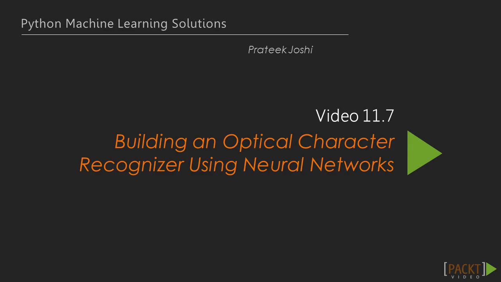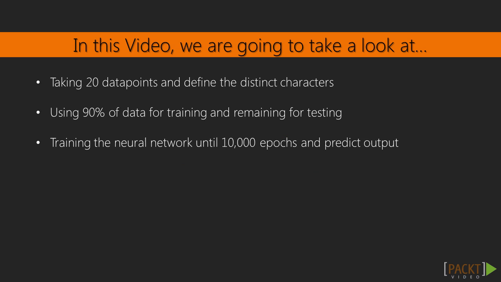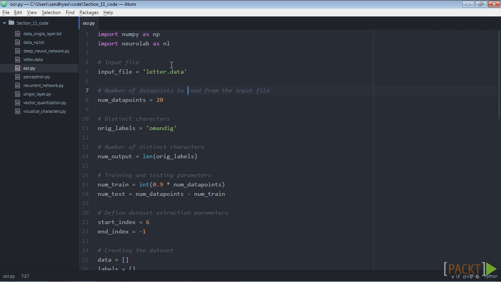Welcome to the last video of this section, building an optical character recognizer using neural networks. In the previous video we looked at visualizing the characters in an optical character recognition. In this video we'll build a neural network-based optical character recognition system. Let's create a new Python file, ocr.py, and import these packages.